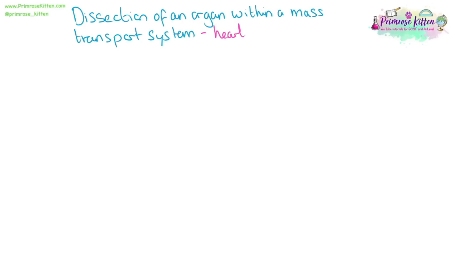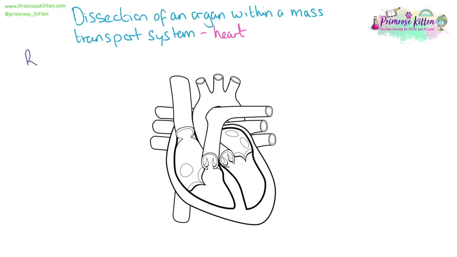For required practical 5, we are going to be looking at the dissection of an organ within a mass transport system, in this case, the heart. If you want to see all of the gory details, then you can go and watch my heart dissection video. But here, we're just going to use an image.